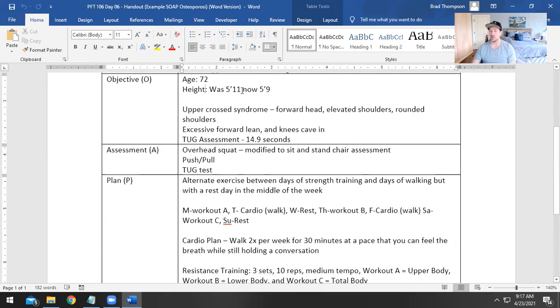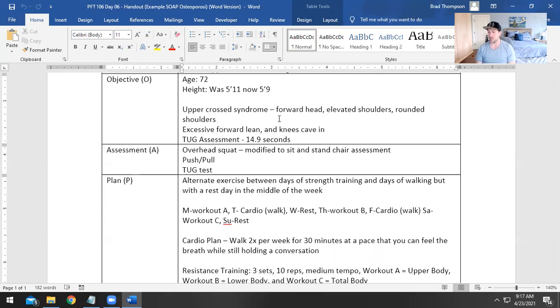Objectively, they're 72 years old. They used to be 5'11", but now they're 5'9". So we're definitely seeing a decrease in height here. We have upper crossed syndrome, which is no surprise, right? Forward head posture, elevated shoulders, rounded shoulders, all those classic things that we see. We also see an excessive lean forward, and we see the knees caving in. So posturally, this client is a mess, which means we're going to need to address different pieces of posture at different times. And you'll see what that looks like here in just a second.